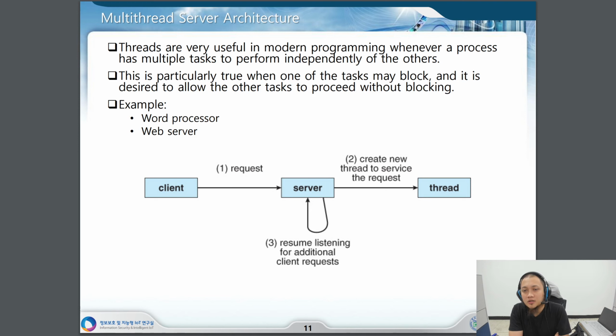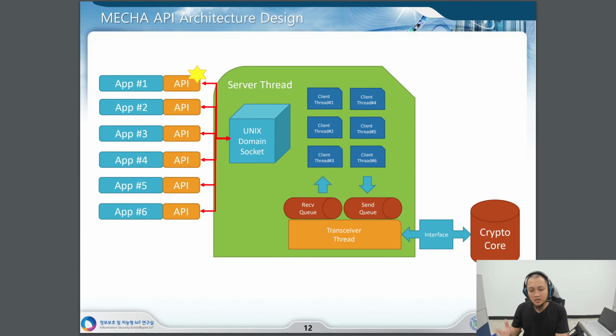Now, in multi-thread server architecture, threads are very useful in client-server architecture. For example, in a word processor or even a web server, when the client requests a connection, the server will respond and create a new thread to process the client request, and the server will wait for another, different client request. Now, this is the overall simplified view of our architecture.